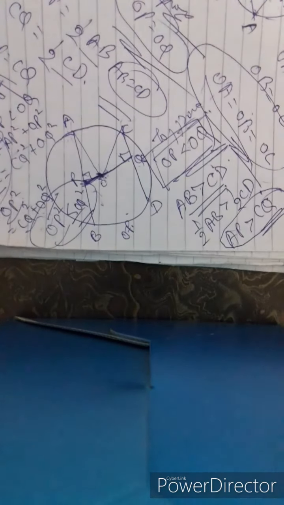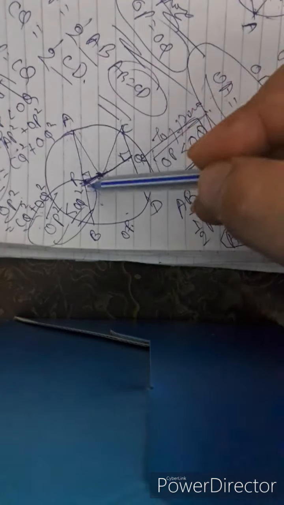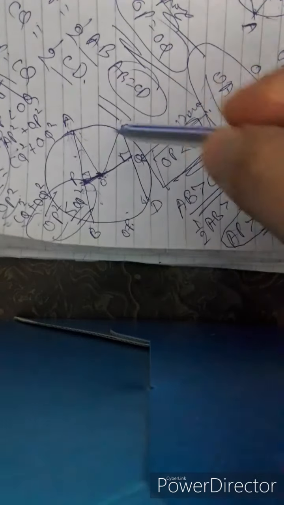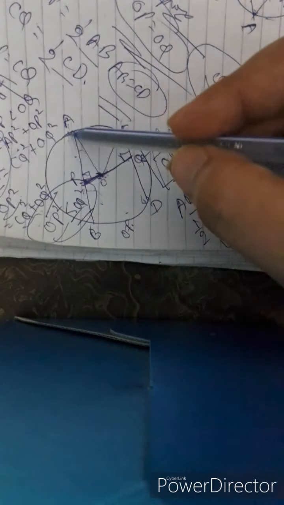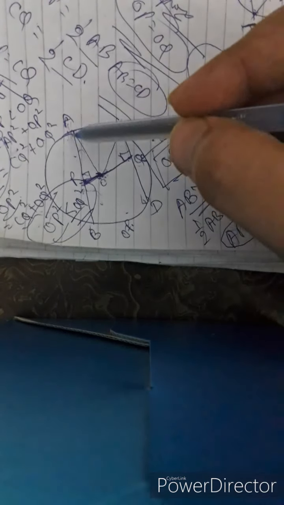I hope you got this one. Just by simply taking Pythagoras theorem, it is already given that AB is greater than CD, so half of AB is greater than half of CD, that is AP is greater than CQ.